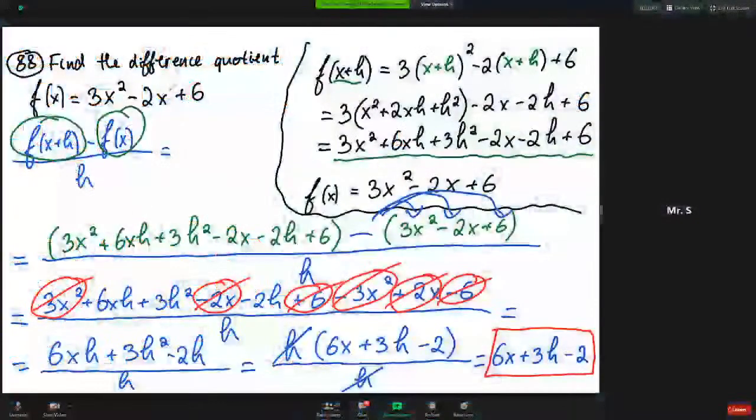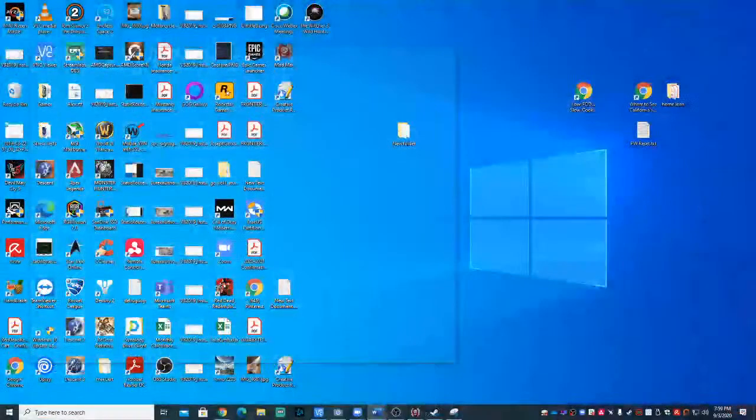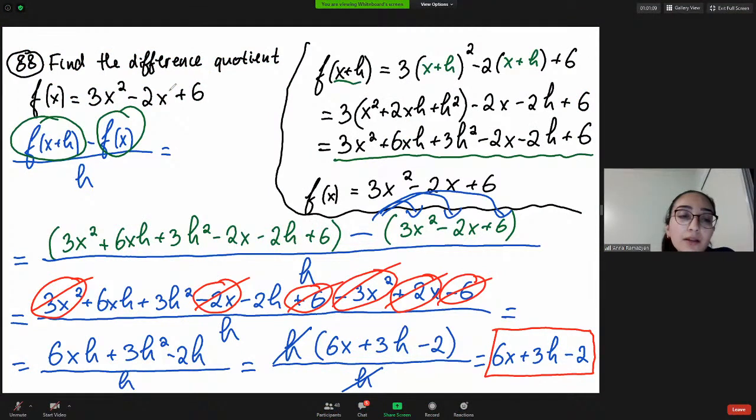Can I ask something of you? Yeah, go ahead. In the final result, can we just divide them separately, like 6xh divided by h, and 3h squared divided by h, and minus 2h divided by h?